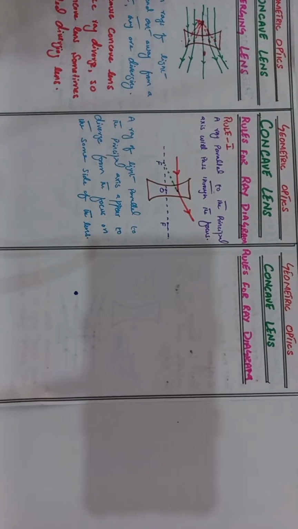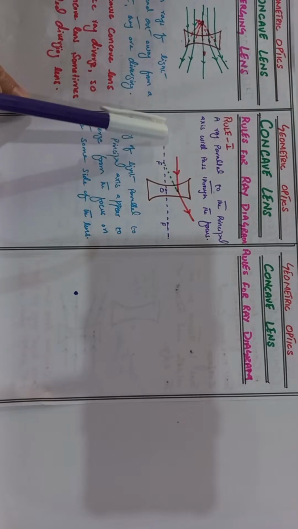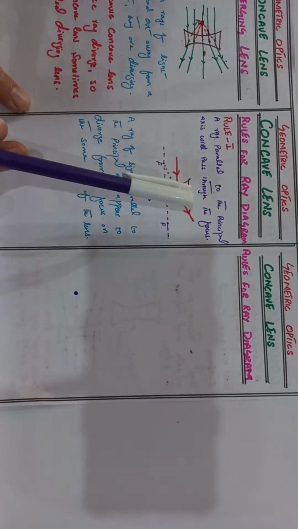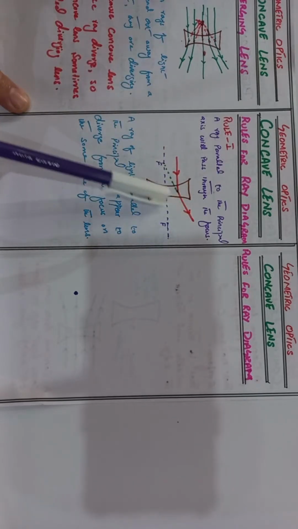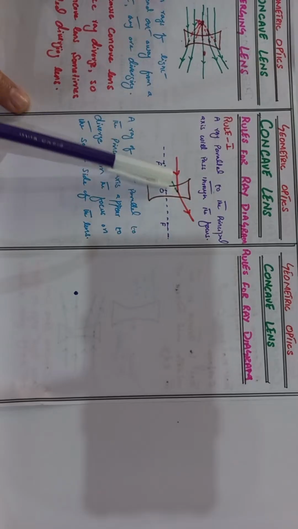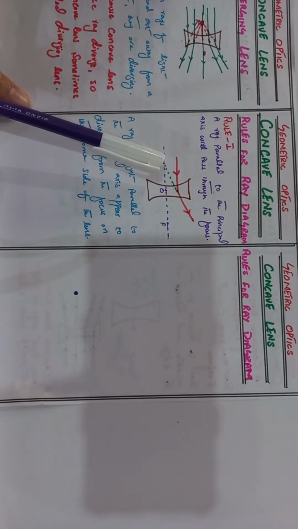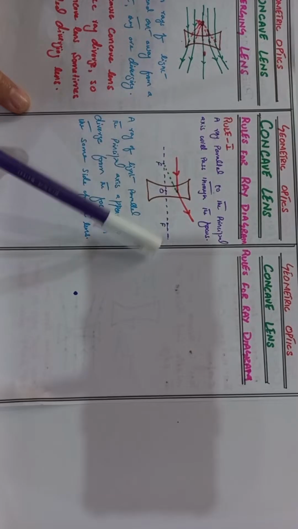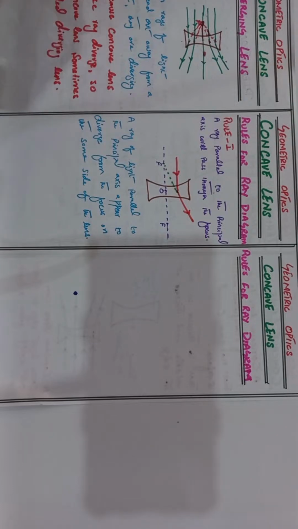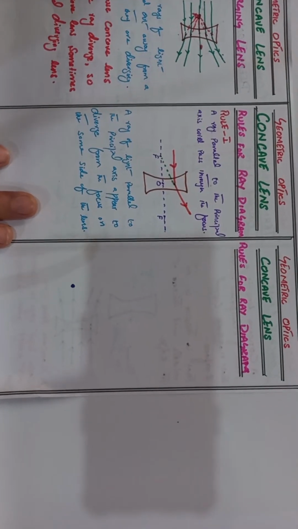Second rule is that when a ray is parallel to the focus, it will become parallel to the principal axis. First we discuss that when a ray parallel to the principal axis passes through the concave mirror, it refracts, and when we trace the rays backward, it looks like they come from the focus of the concave mirror. Now it is discussed that when the ray comes such that it passes through the focus of the concave mirror, it becomes parallel when it refracts from the concave mirror. So here we discuss that rule.